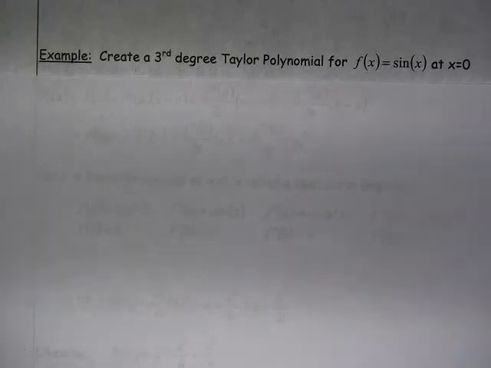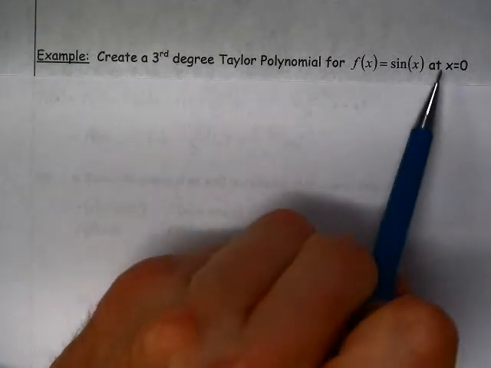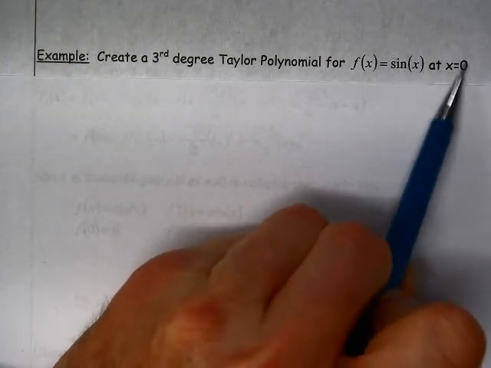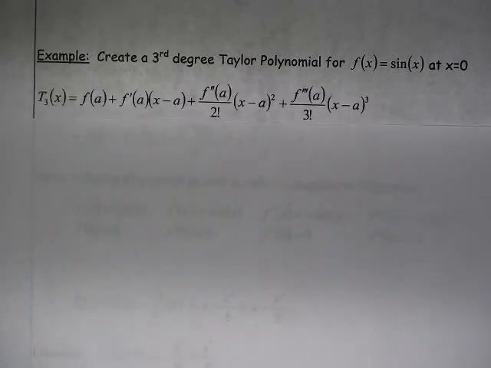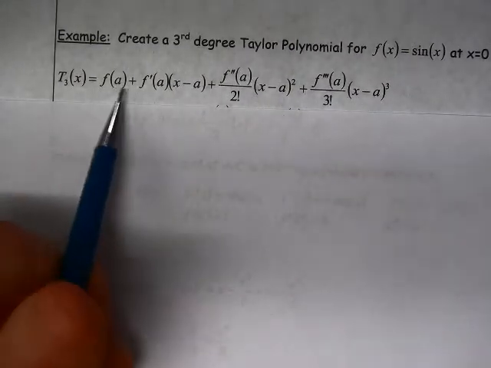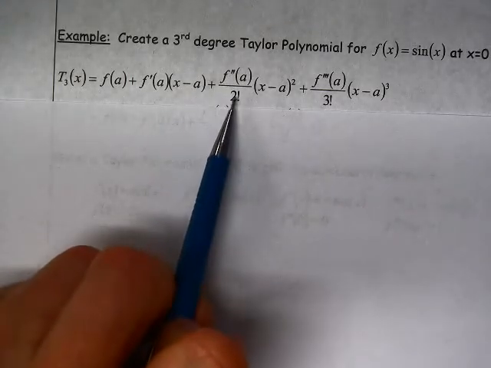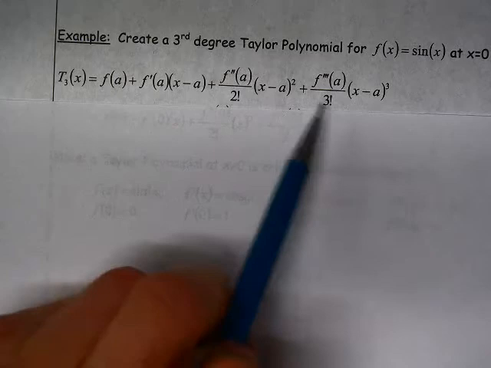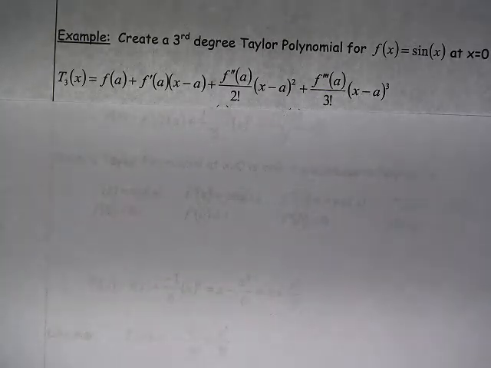Our first example, we're going to create a third degree Taylor polynomial for sine of x, and we're going to write it centered around x equals 0. So our a value is 0, and we know it's going to take this form: f of a plus f prime of a times x minus a, plus f double prime of a over 2 factorial times x minus a squared, plus f triple prime of a over 3 factorial times x minus a cubed.